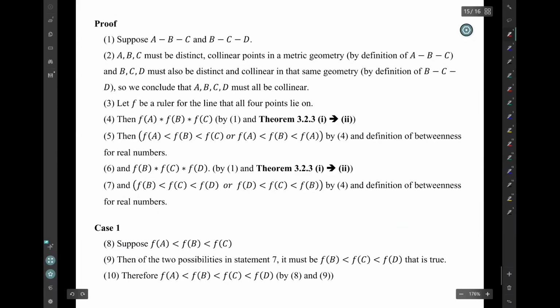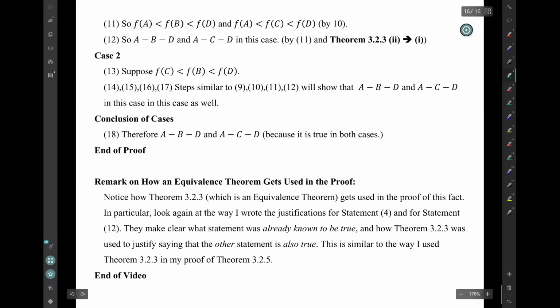So here's the proof. We have to suppose that the hypothesis is true. Now, this is actually a long proof. It's not until the next page that we can say, therefore, that red stuff is true.